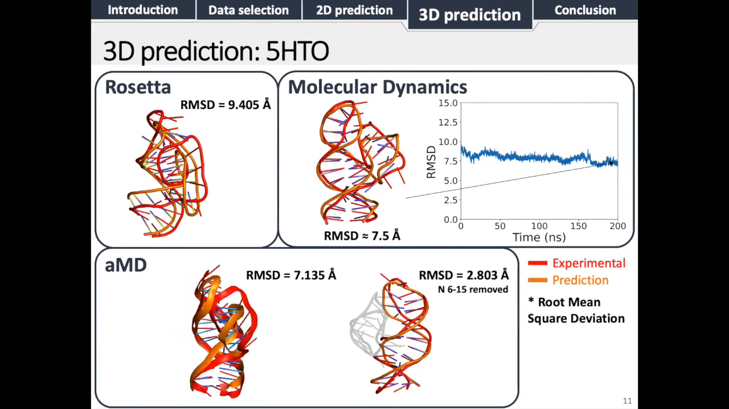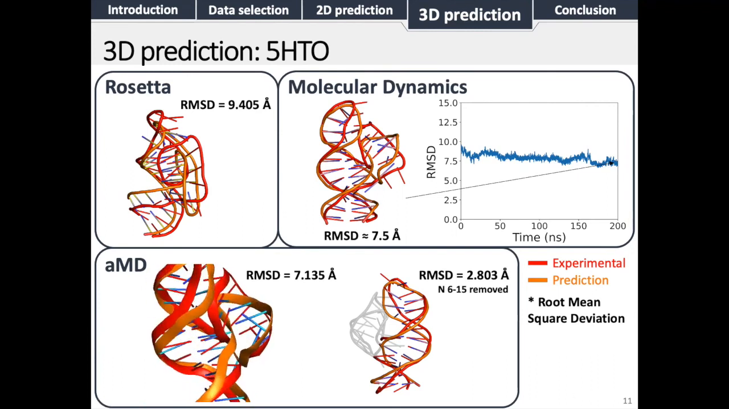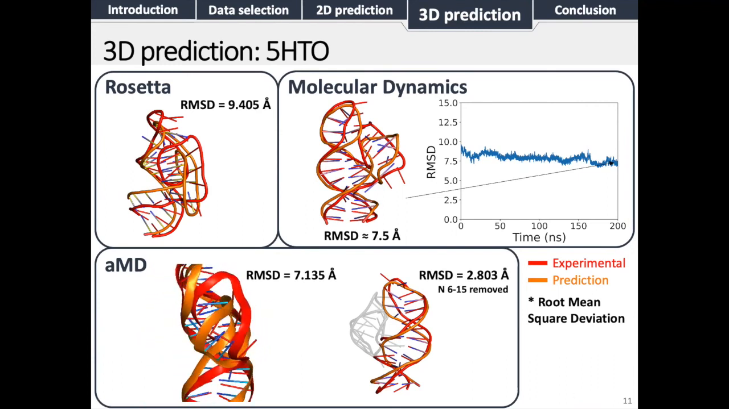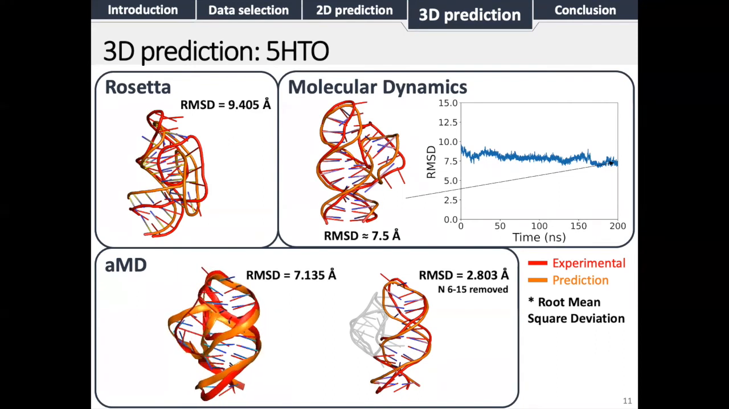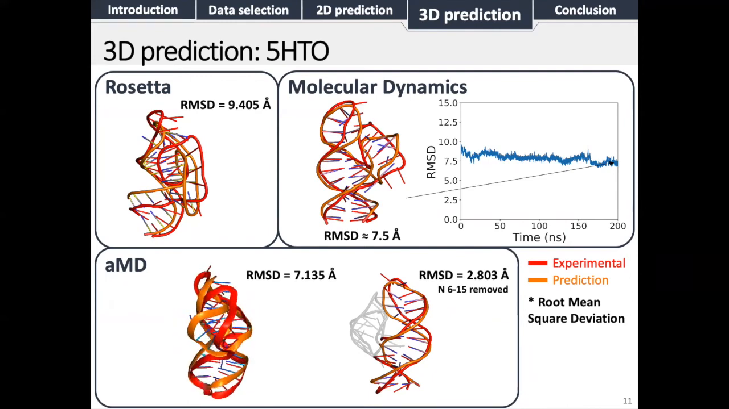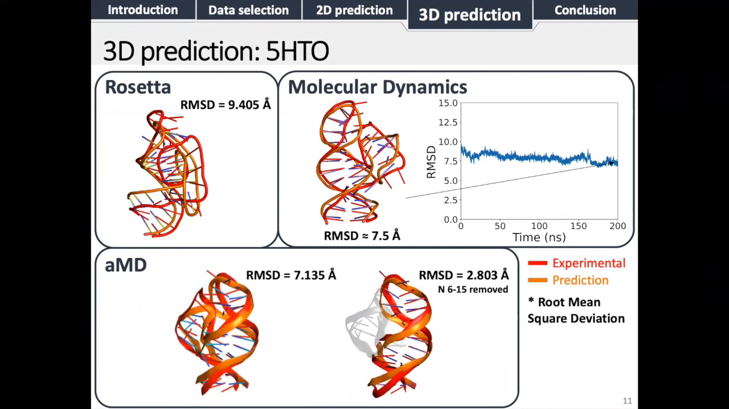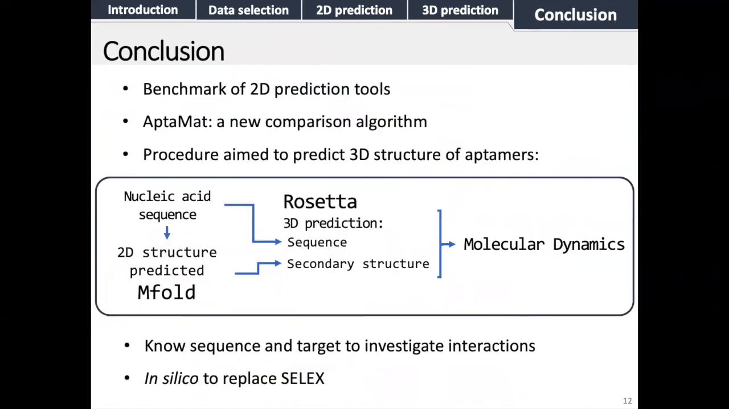But this means that we have to improve our procedure in order to avoid this kind of situation and solve this problem, so that we are able to predict correctly an experimental structure, or at least reach one. Next. So I come to the conclusion.